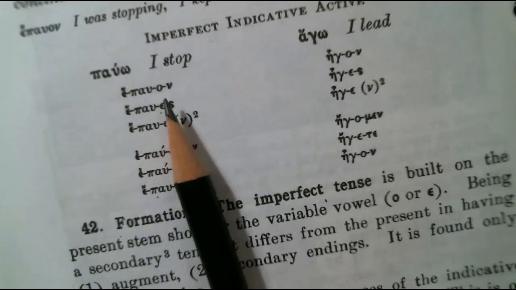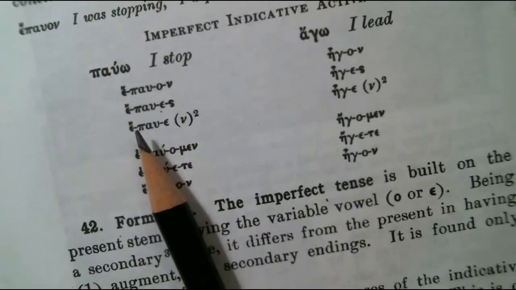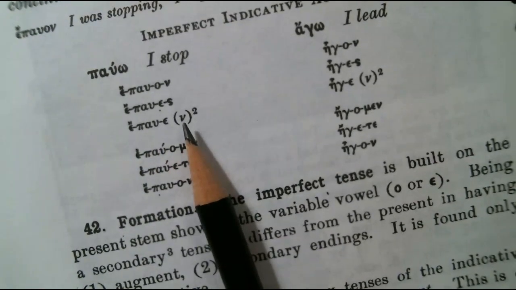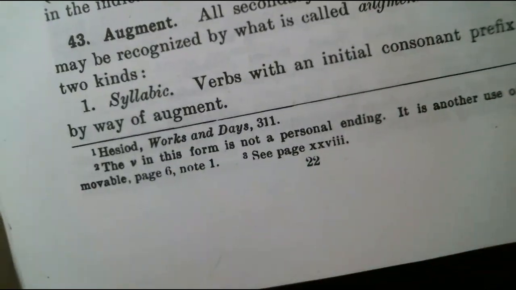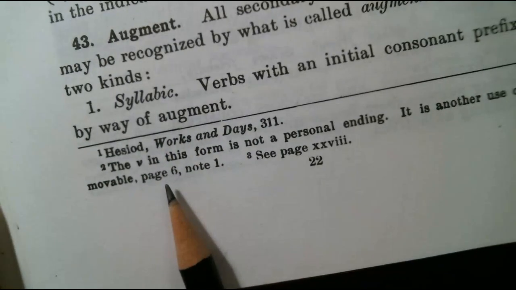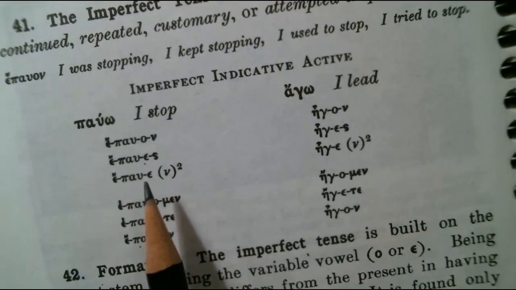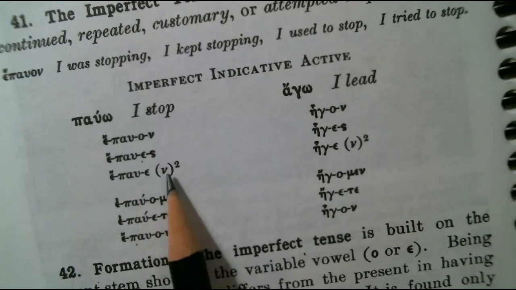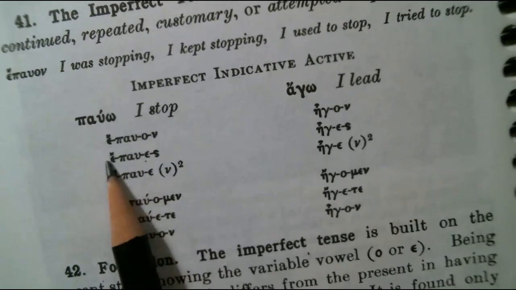So we have epauon, I was stopping. Epaues, you, singular, were stopping. Epaue, he, she, it was stopping. And this nu, that's just a movable nu. You've seen this before. They give us a sample explanation of that. If you go back to page 6, it comes at the end here. If the next word begins with a vowel, the nu prevents this epsilon from combining with that vowel. And also, if this happens to be the last word in the sentence, you will have that nu there. Okay? And so that's the singular, first, second, third person.